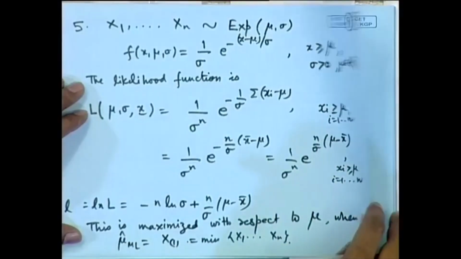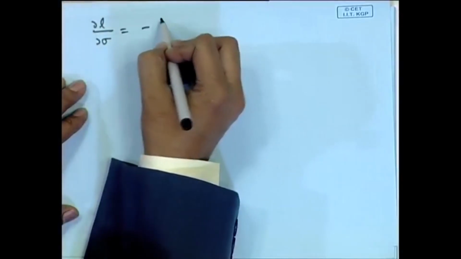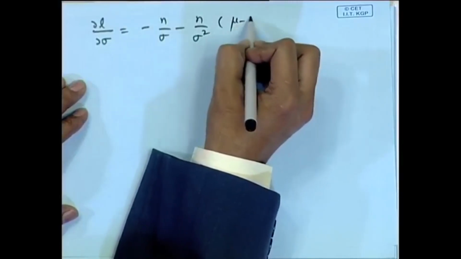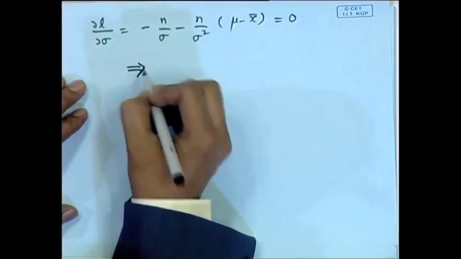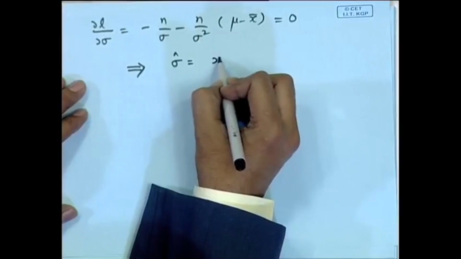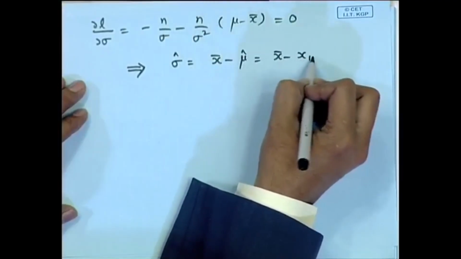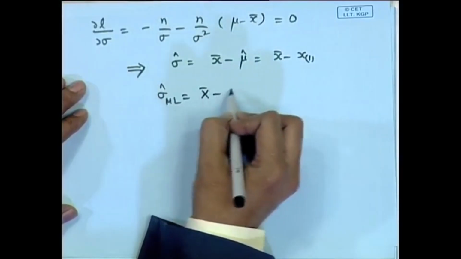So, we can substitute this here and get the estimator for sigma also. Consider the derivative of this with respect to sigma, that will give minus n by sigma square mu minus x bar, this is equal to 0. So, this gives sigma hat is equal to x bar minus mu hat, that is equal to x bar minus x 1. So, sigma hat ML is equal to x bar minus x 1.